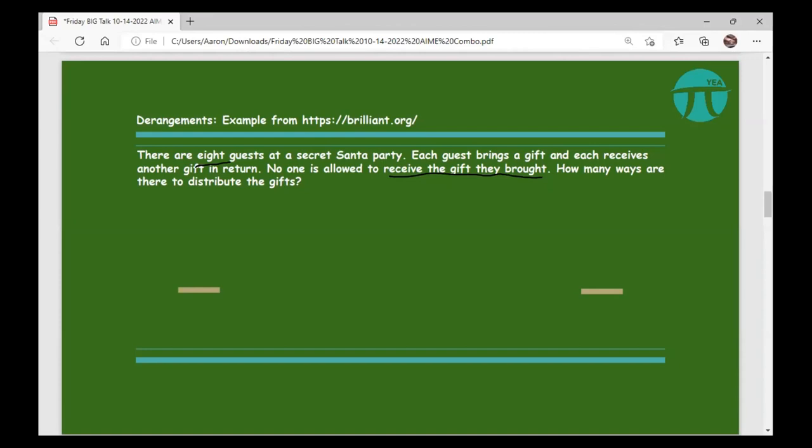So let's say A is the number of ways to distribute the gifts such that everyone gets a gift, and this does not care whether they get their own or not. And so now we let A_i be the set of ways that person number i gets their own gift. And so what we're trying to do is find this.